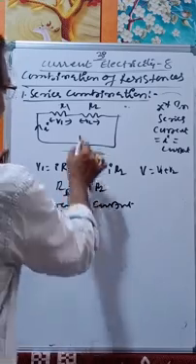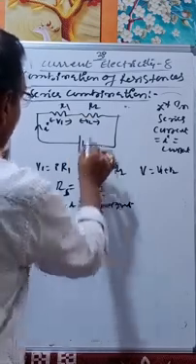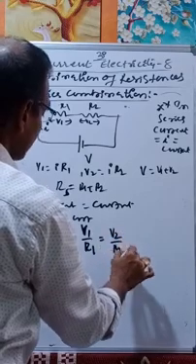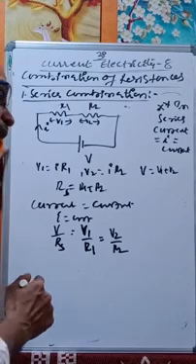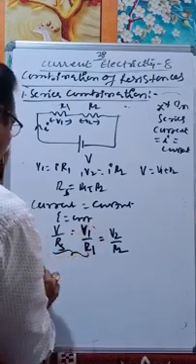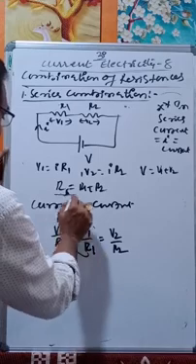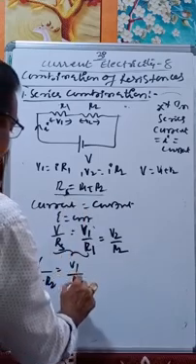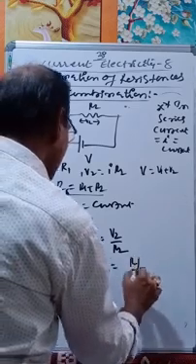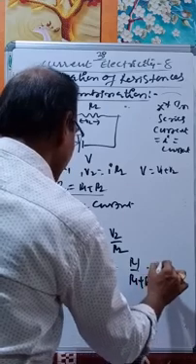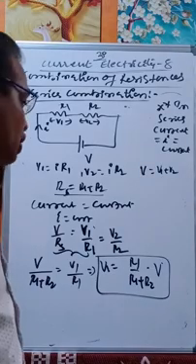The total voltage is equal to the current across the resistance. I is equal to V1 by R1. This also equals V2 by R2, isn't it? V by RS is equal to V1 by R1, that also equals V2 by R2. If you take these first two, then what is V there? V by RS, which means R1 plus R2, is equal to V1 by R1. This implies V1 is equal to R1 by R1 plus R2 into V.